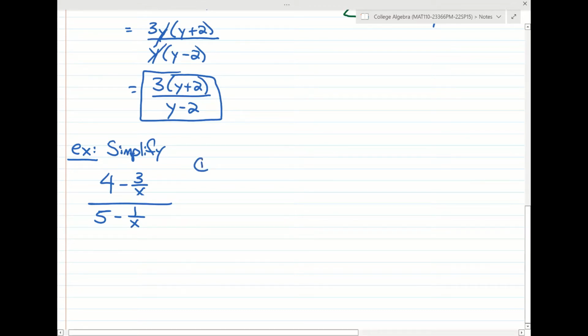This first technique, you want to try to get one fraction on top and one fraction on the bottom. So just looking at the numerator, what would the LCD be? Well, the only denominator on top is x, right? If we were just looking to combine those two fractions, what we would do is multiply the 4 by x over x to get one fraction.